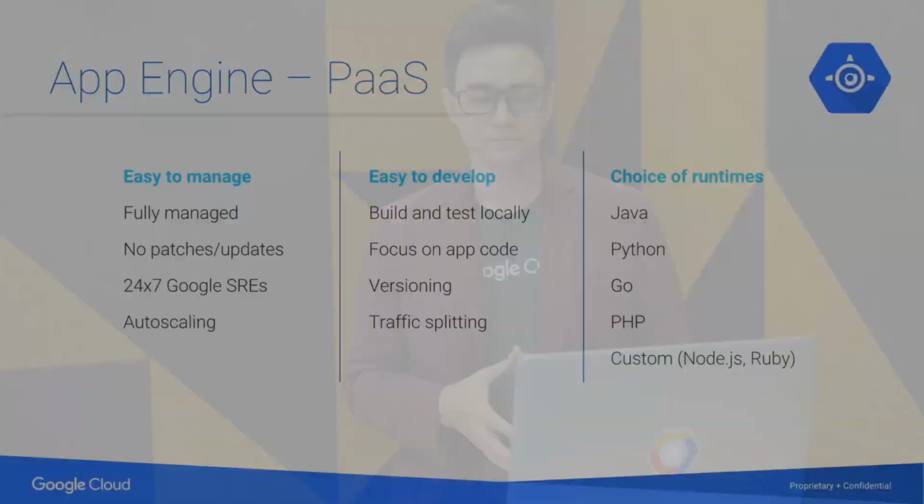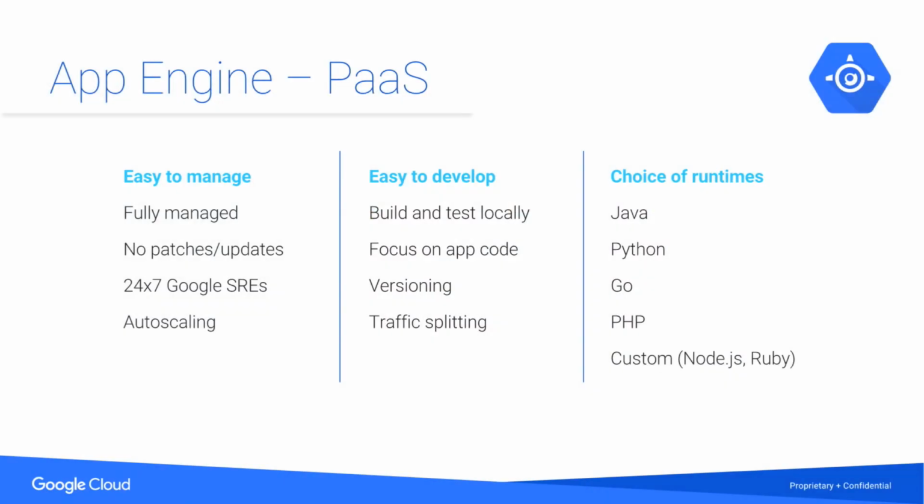So with App Engine, you get something that's easy to manage because it's fully managed by Google. You can focus on your apps, and we'll focus on the ops. It's easy to develop because you can focus purely on your app code and the features that you want to deploy. All of that can be built and tested locally. You can do things like traffic splitting, which allows you to do A/B testing, and things like blue-green rolling upgrades as well. And you have your choice of runtimes. So App Engine Standard supports Java, Python, Go, and PHP. And you can have custom containers as well with App Engine Flex. So if you can run it in a container, you can run it inside of App Engine Flex.